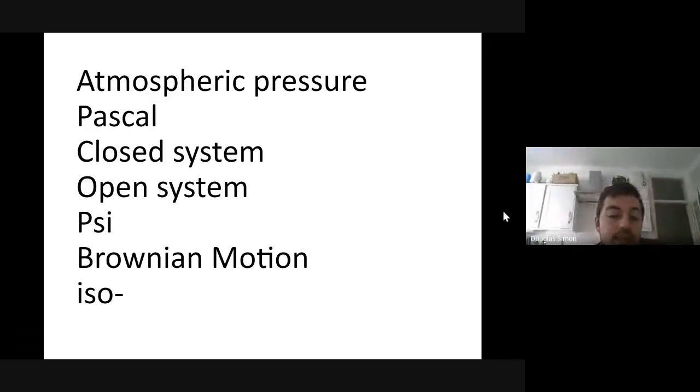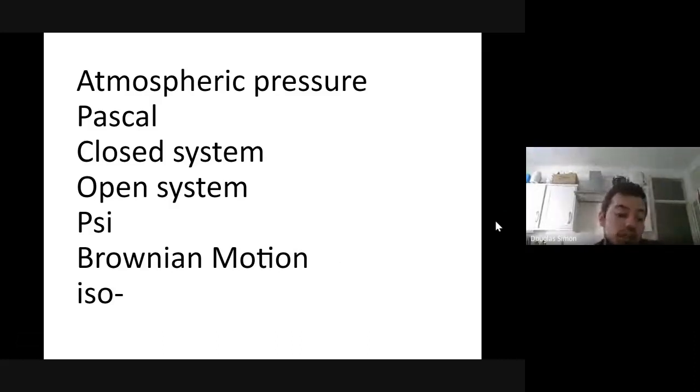PSI is an imperial unit of measurement, it stands for pounds per square inch. So again, it's a measure of pressure like Pascal, but imperial units. We're not really going to use it, but it's important you know what it is in case you're looking at old textbooks on the internet on an American site.